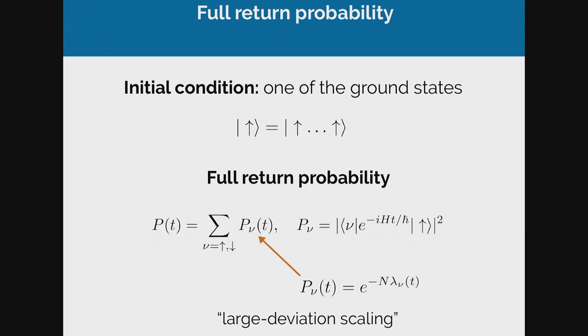Where this nu is referring to the polarized states with plus magnetization and minus magnetization. So either returning to your initial condition, or to the state with all spins completely flipped. Now, as I already told you in the last lecture, such probabilities have this large deviation scaling, meaning that they have this exponential dependence on the number of degrees of freedom n in our system. Here, n just corresponds to the total number of spins that are realized on the chain.